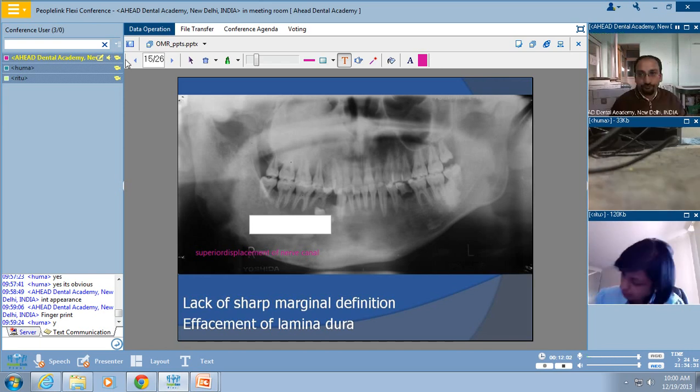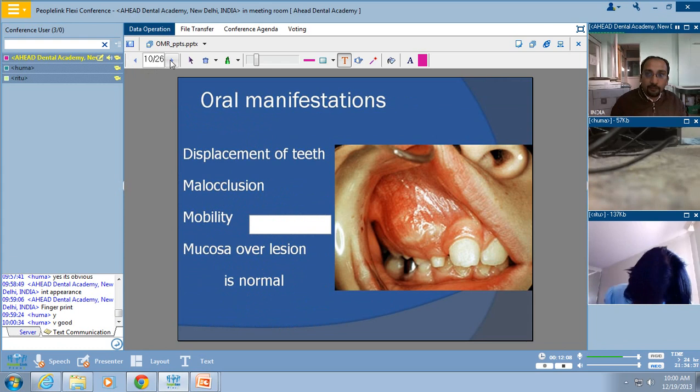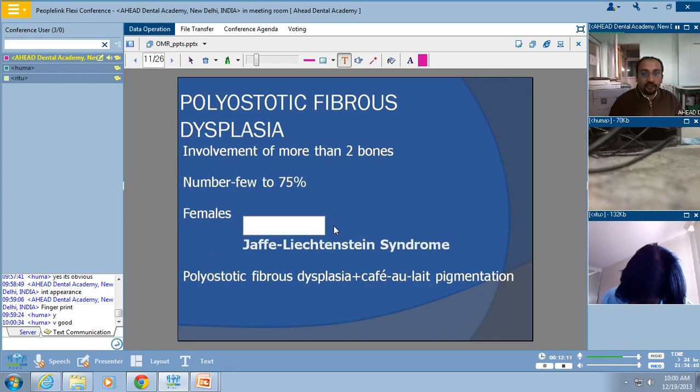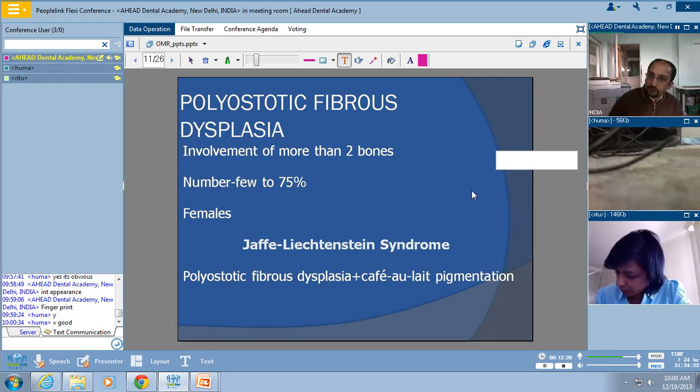Now that was about monostotic fibrous dysplasia. Now coming on to polyostotic fibrous dysplasia. How do we differentiate it? The only difference is there is involvement of more than two bones. It is called polyostotic fibrous dysplasia. The hallmark of polyostotic fibrous dysplasia is that it is generally divided into two parts, Jaffe-Lichtenstein syndrome and one more syndrome called McCune-Albright syndrome. Please don't get scared with these heavy words.